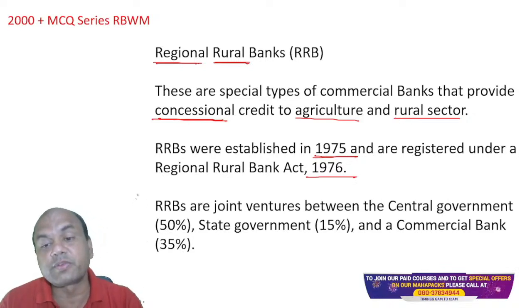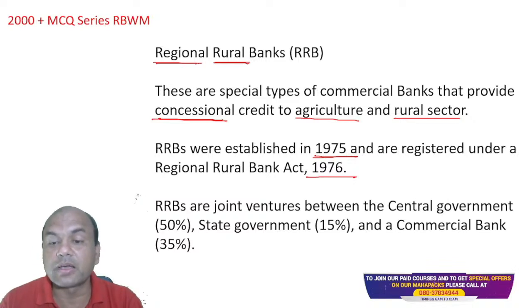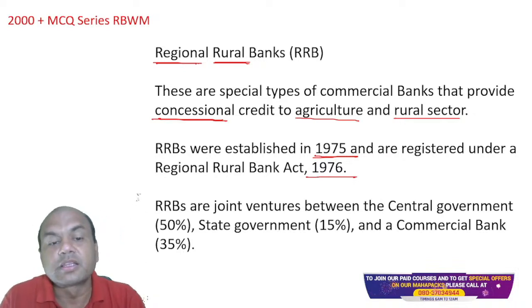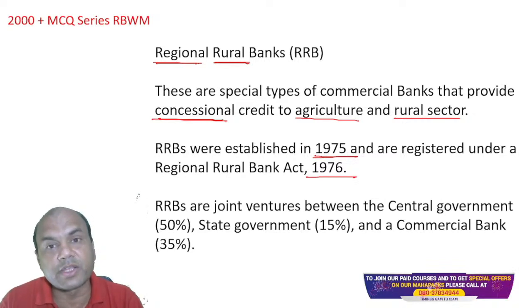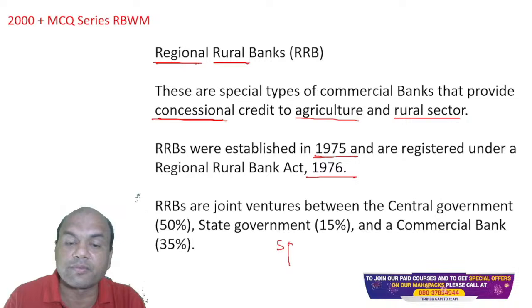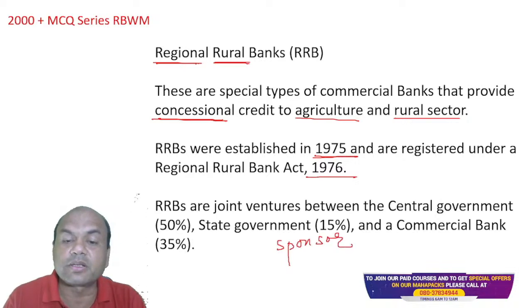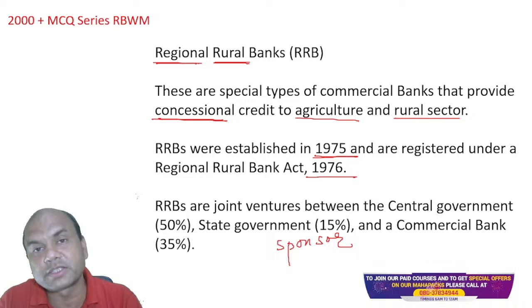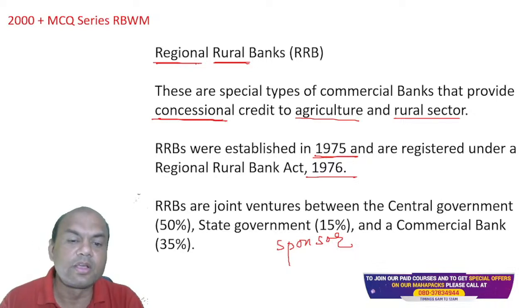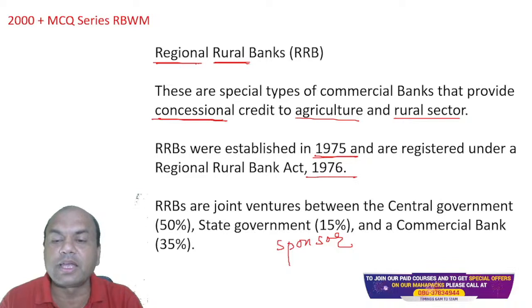RRBs are joint ventures between the central government, state government and commercial banks. It means for any RRB which is formed, 50% of the capital is from the central government, the state government has 15% of the capital, and the commercial bank, known as the sponsor bank, holds 35% of the equity of this RRB. From your exam point of view, remember this structure: central government 50, state government 15 and commercial bank 35.